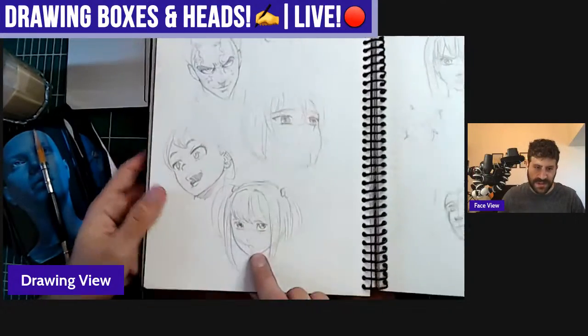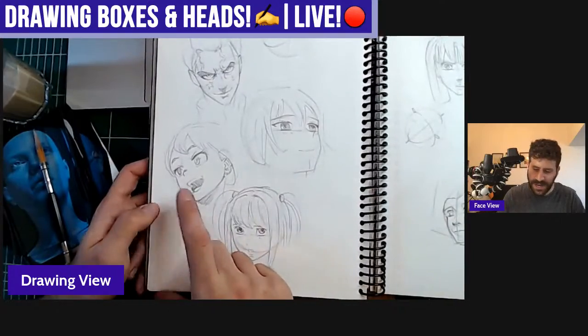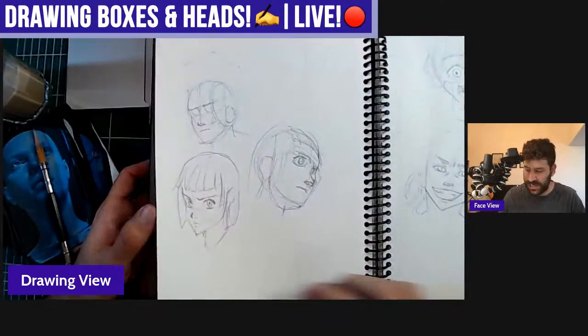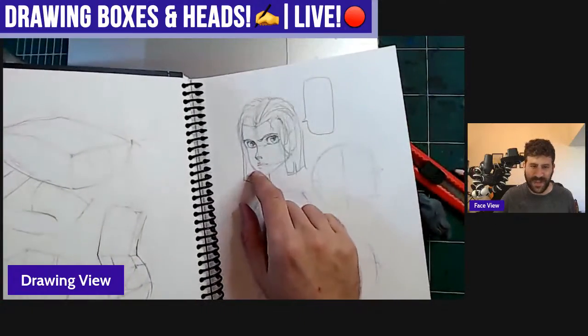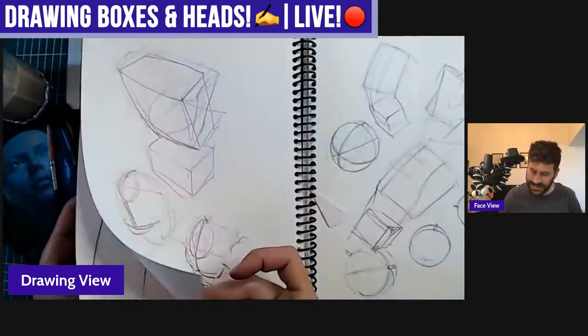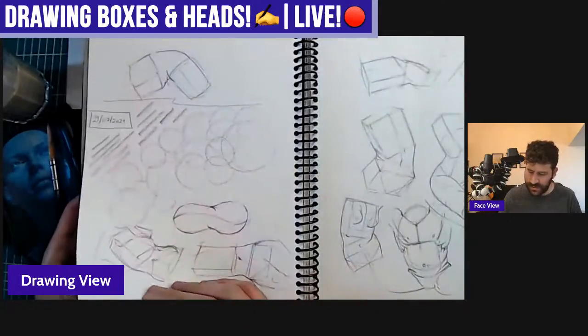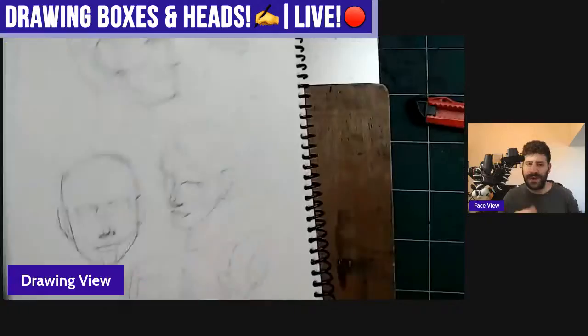So this is actually Misa Amane from Death Note. And this, I forgot her name, is from My Hero Academia, which I don't even watch. I just know the character. This one I invented, so it's half decent, not perfect. Let's see what else we have here. Torso stuff. I think that's it for faces. Yeah, that's it for faces.